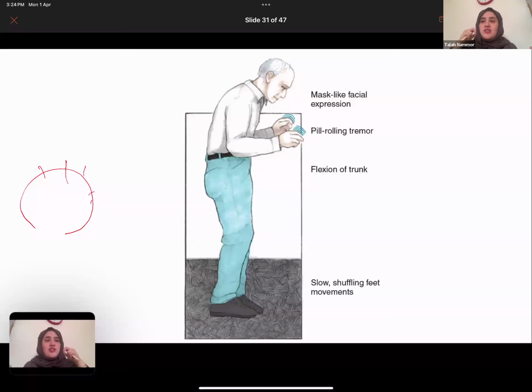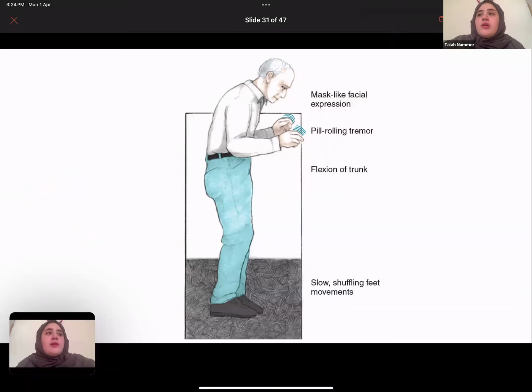There's just a way of describing the tremor, because the tremor is going to be like this, and they're like rolling a pill, and their face is going to be expressionless, because the corticobulbar pathway is affected. So they're not going to be able to smile in an active way.